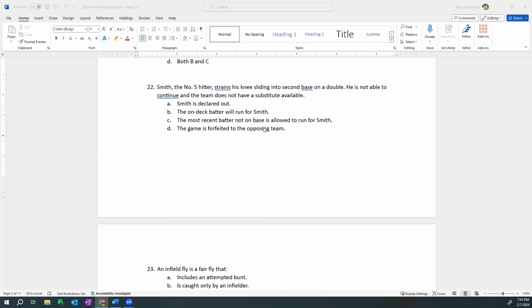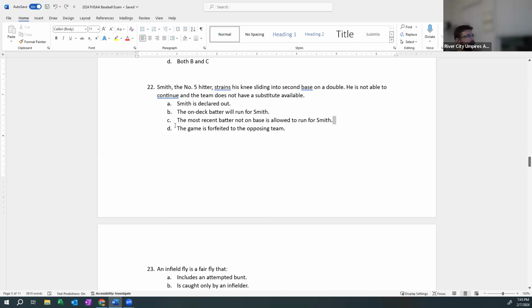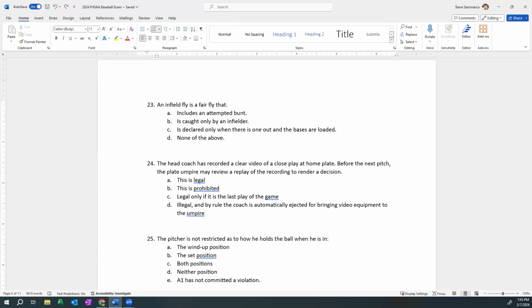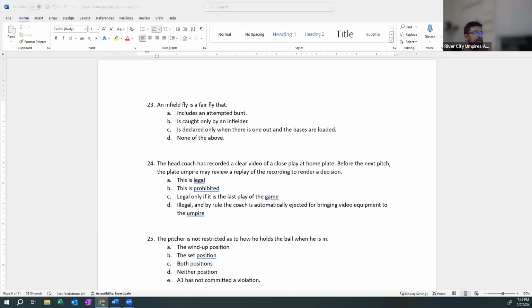Okay, so the most recent batter not on base is allowed to run for Smith. And the other thing, it doesn't continue to do so. It's C, but it also says that if he comes back up in the lineup, he's out. If he's not able to continue later, it's an out. That's a good hint. Infield fly is a fair fly that... D, none of the above. None of the above. Awesome.